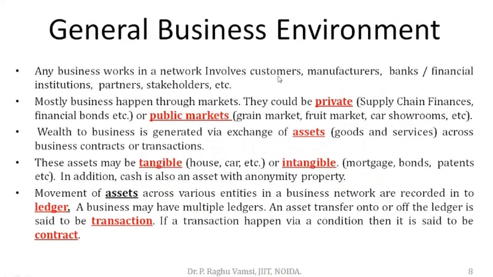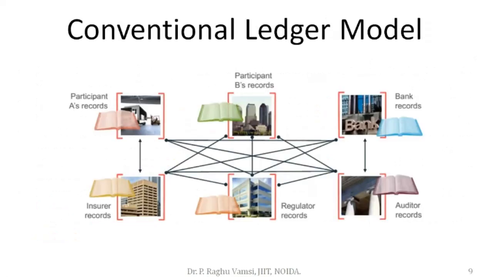Whatever parties are involved in the business, every party may maintain their own ledger and record the transactions. And here there are insurance recorders, regulatory authorities, auditors, etc. So everyone has their own ledger. What will happen? Participant A has sent 50 items to participant B, and makes a note of the sent items as only 40 in their ledger.